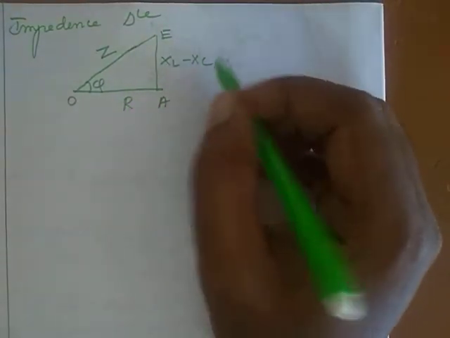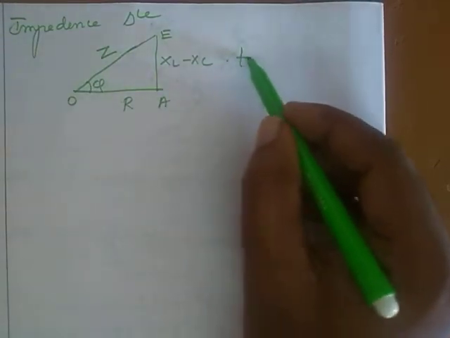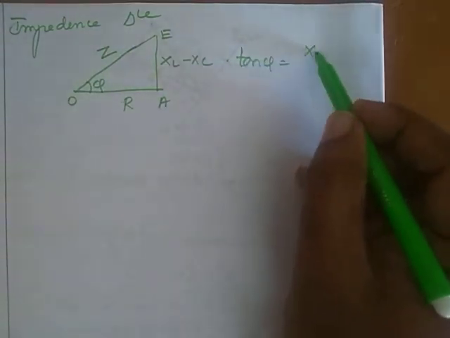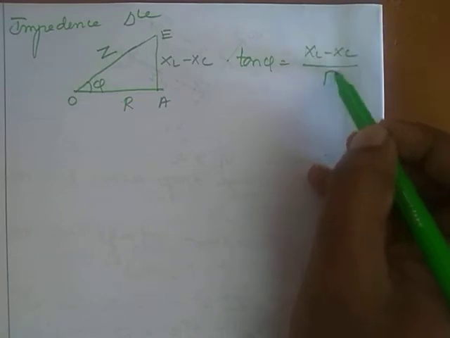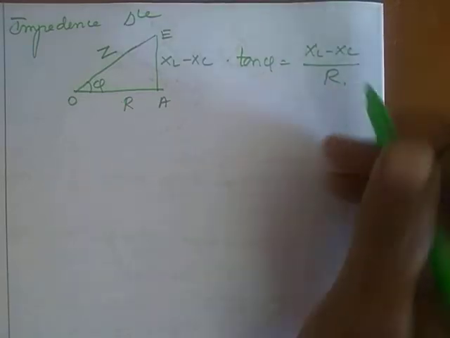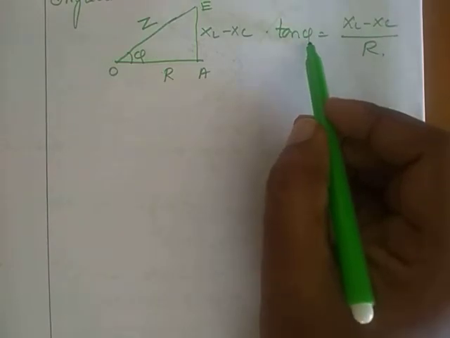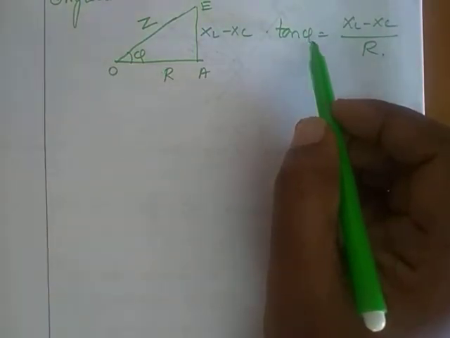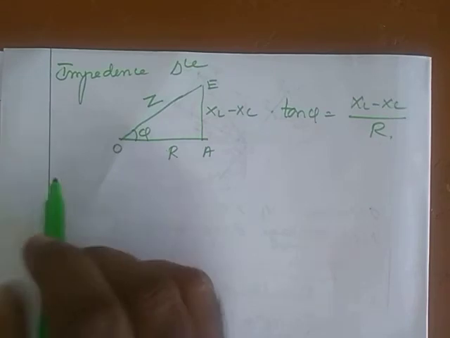Okay, for this case the tan phi is equal to XL minus XC by R. Here phi is the phase angle between current and voltage in an RLC series circuit. Let me see some special cases.